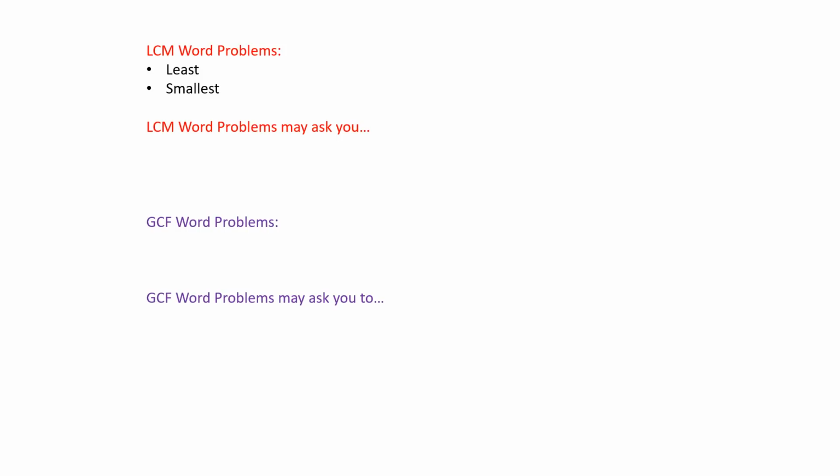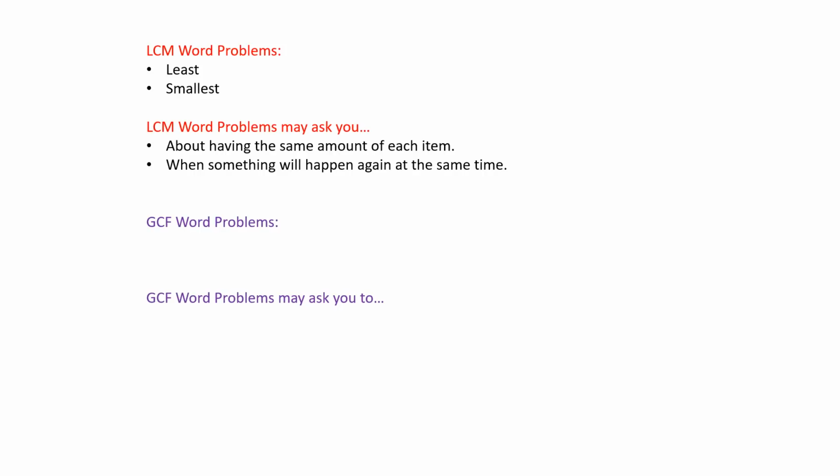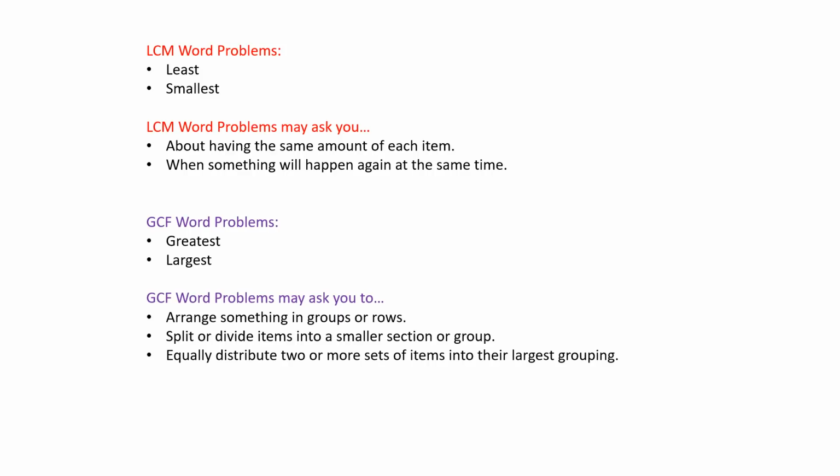Keywords for LCM word problems could be least or smallest. LCM word problems may ask you about having the same amount of each item or when something will happen again at the same time. GCF word problem keywords are greatest and largest. GCF word problems may ask you to arrange something in groups or rows, split or divide items into a smaller section or group, or to equally distribute 2 or more sets of items into their largest grouping.